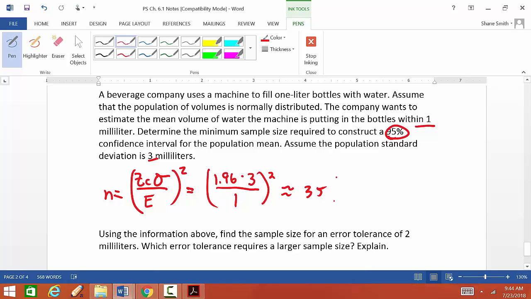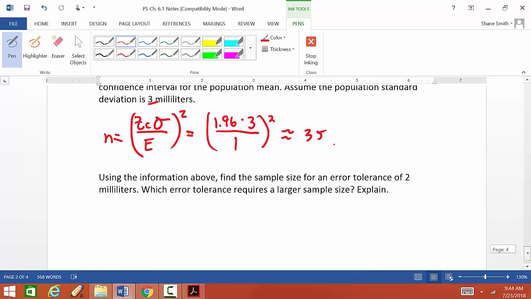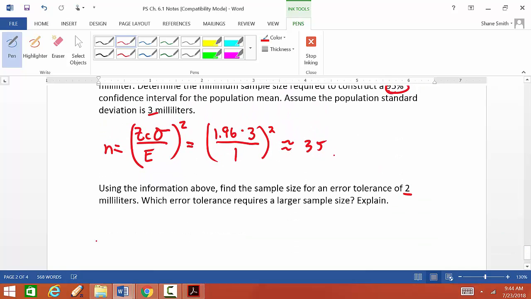That's after rounding up. Let's do the same thing for the bottom, but this time we want an error tolerance of 2. So everything is the same in the formula. It's still 1.96 times 3, but now we're dividing by 2. Again, don't forget to square it. A lot of people forget to square it. And we get 9. So if we accept more error, so this error tolerance is 2, whereas the previous is 1, what happens? Well, we don't need as much of a sample size, right?